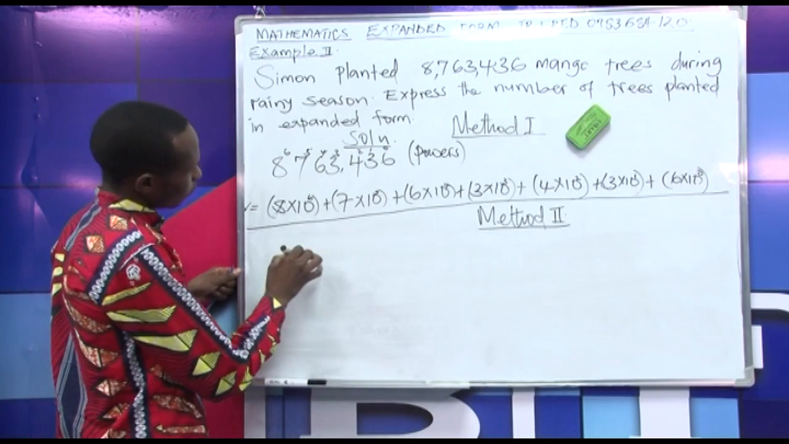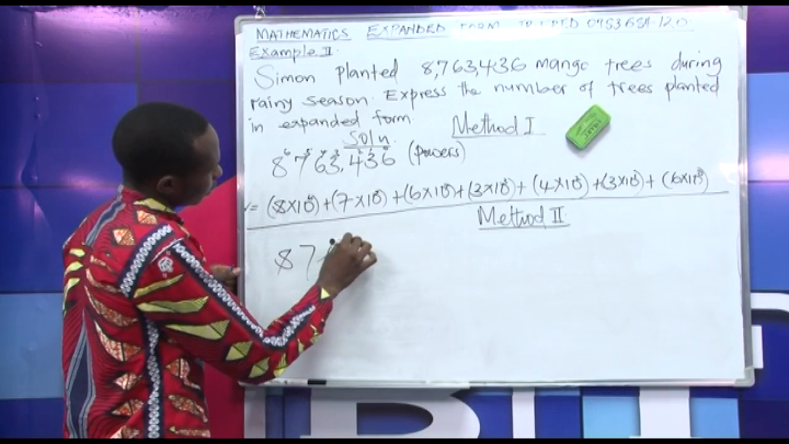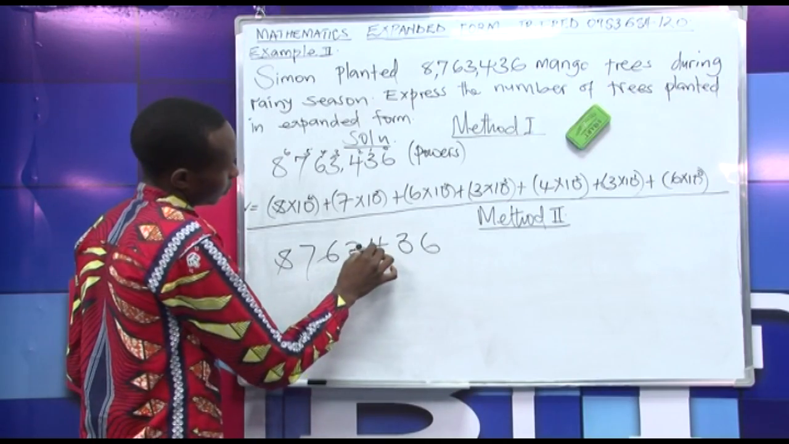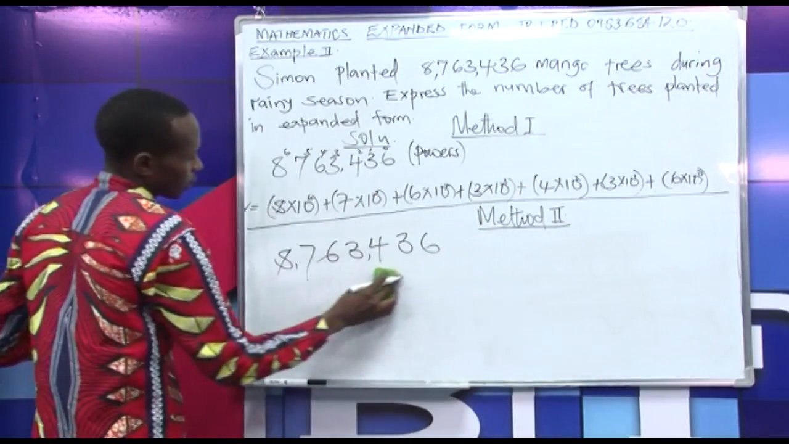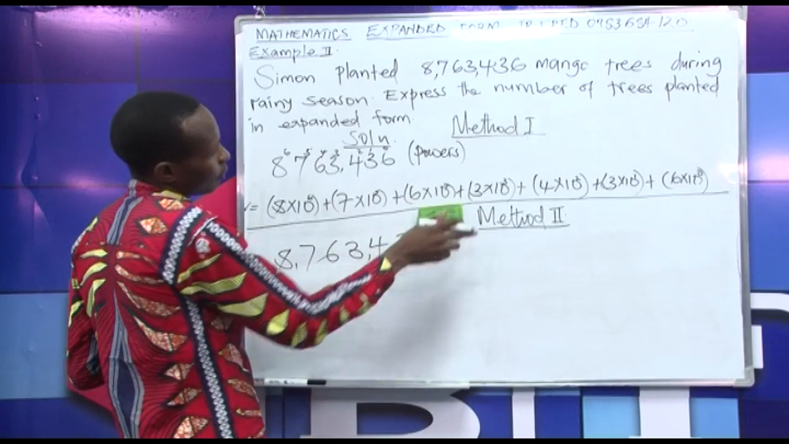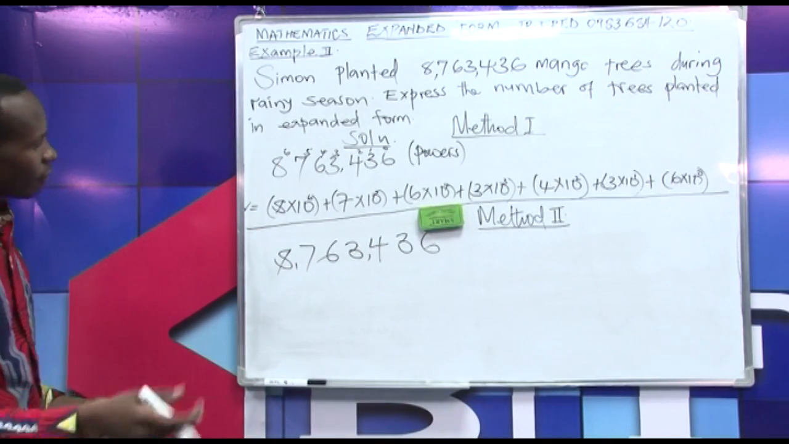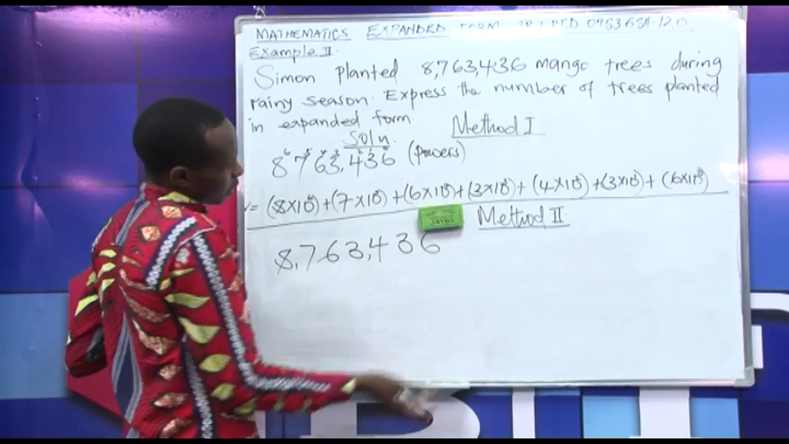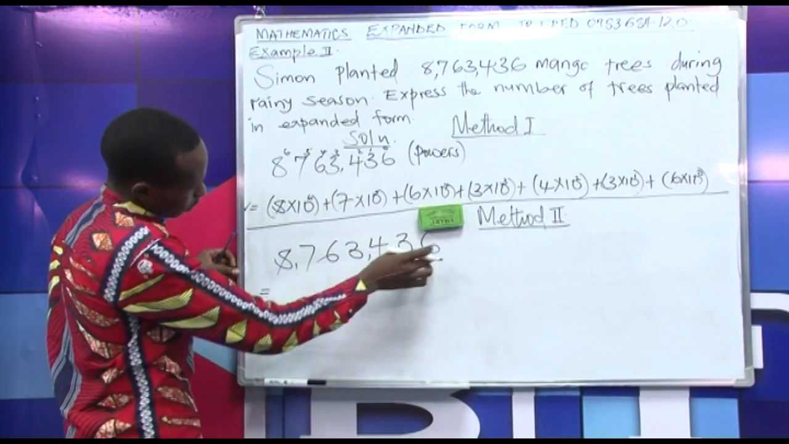Method 2, we shall first of all also copy the question. We have 8, 7, 6, 3, 4, 3, 6. So this is what we are going to look at. I want us to use values in the second method. The first method we used powers. Now in the second method we use values. Here we shall call them the place values. We begin with this if we want.